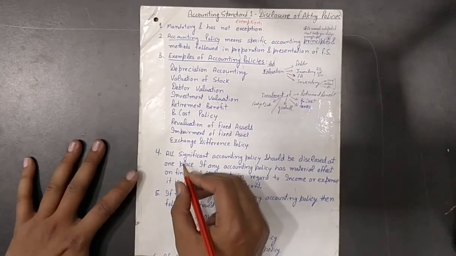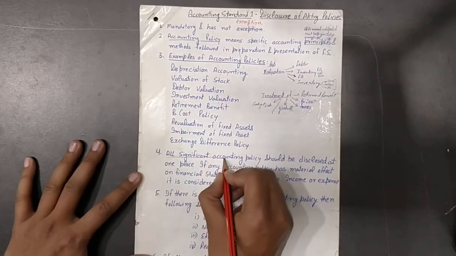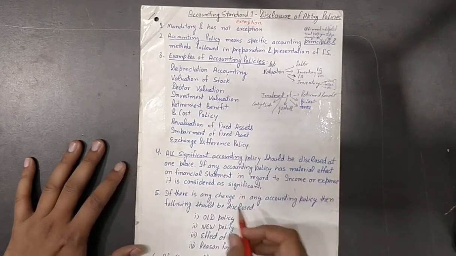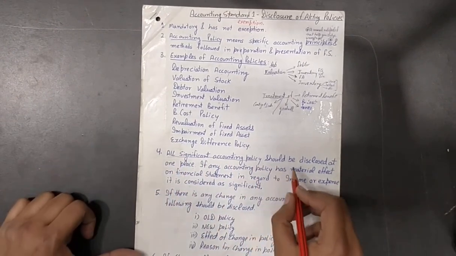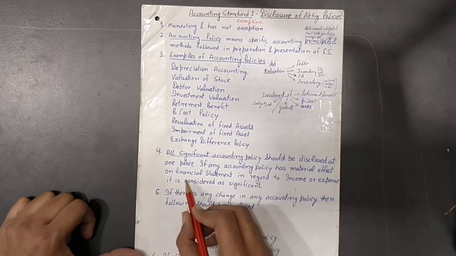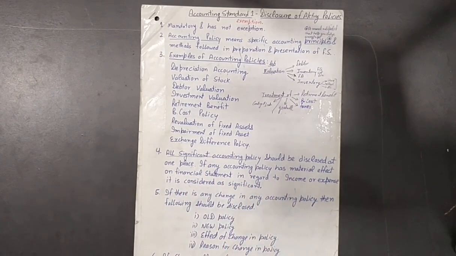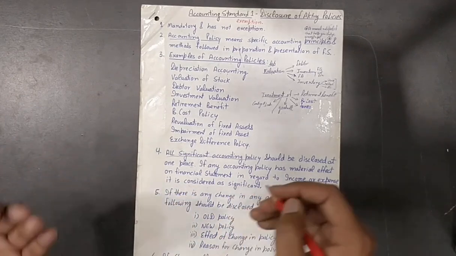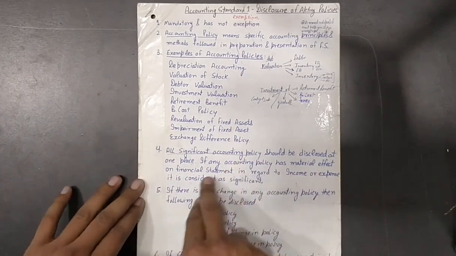Now we'll be discussing what is the meaning of significant accounting policy and how it should be disclosed. All significant accounting policies should be disclosed at one place. If any accounting policy has a material effect on financial statements in regard to income or expense, it is considered significant. It concludes point number 4. Point number 5.